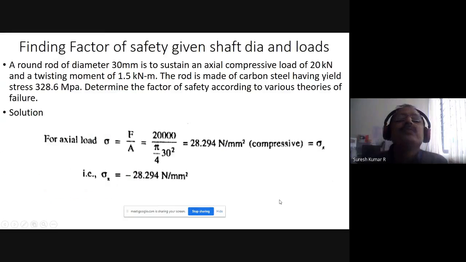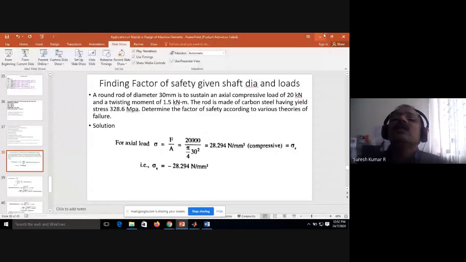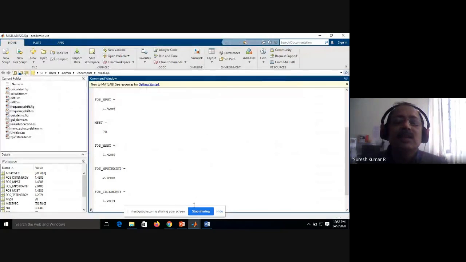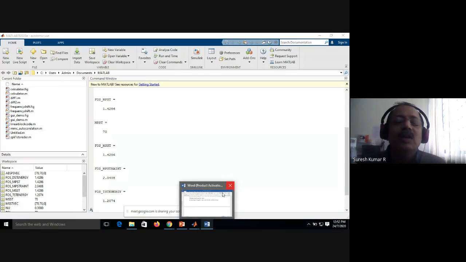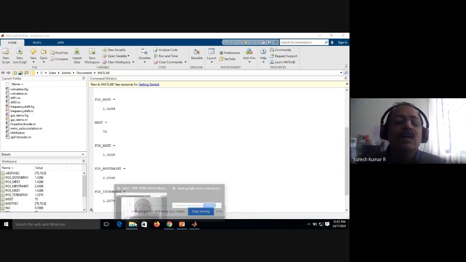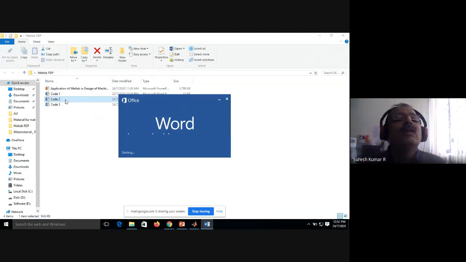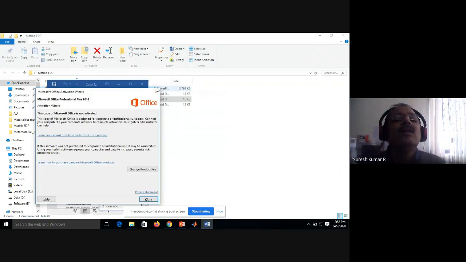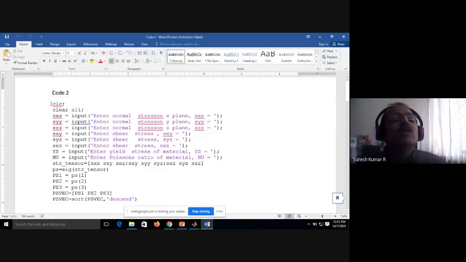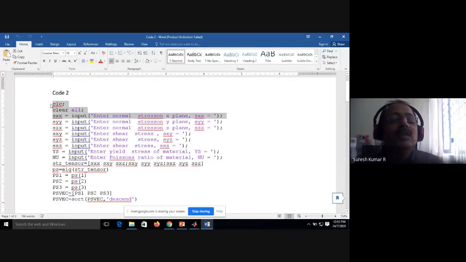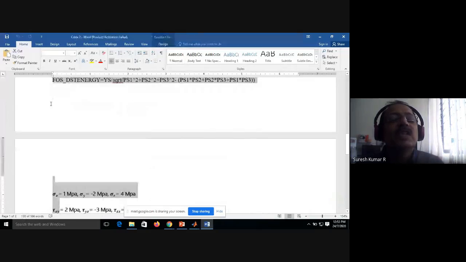This is the code. I think I'll show how we get the results using the code. Whatever code I have shown you just now, the same thing I am copying and pasting in the workspace there.